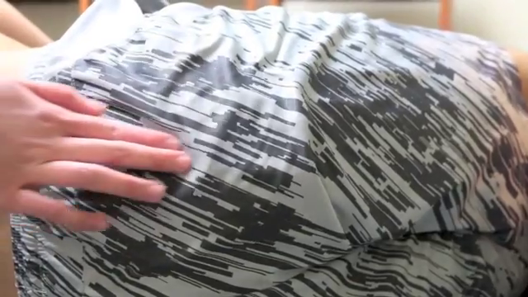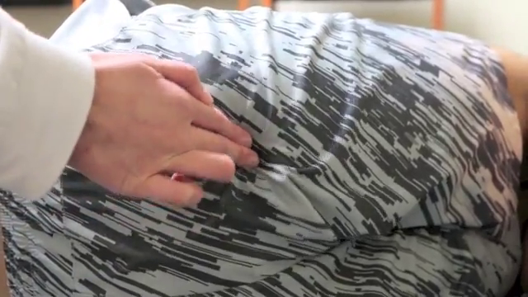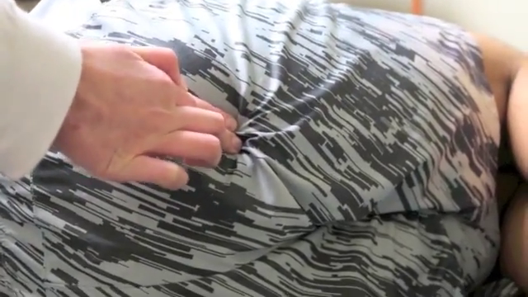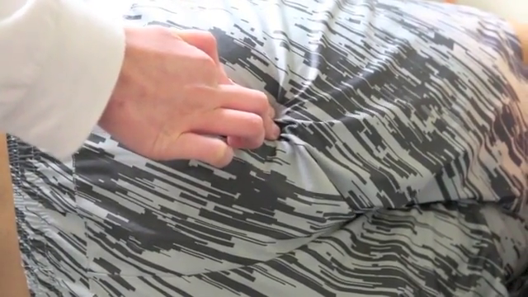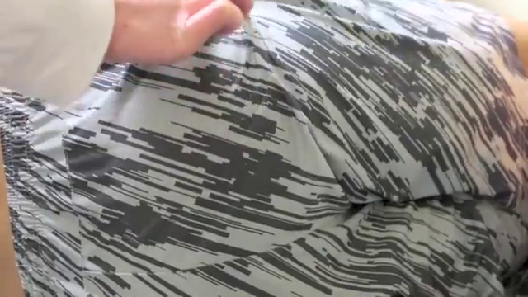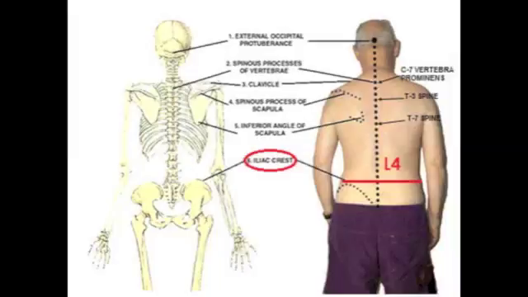To find the greater trochanter, you will go from the ischial tuberosity inferiorly and laterally in about a 45-degree angle until you find a bony prominence, and that is the greater trochanter.